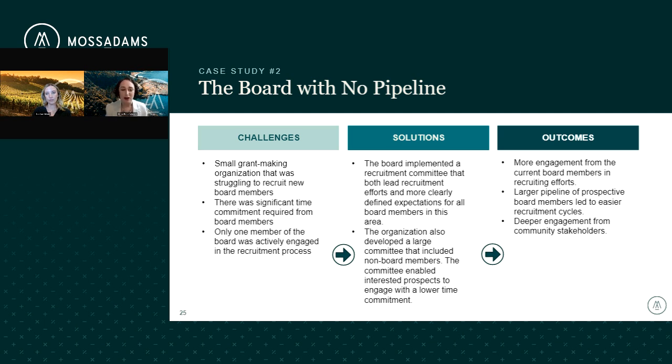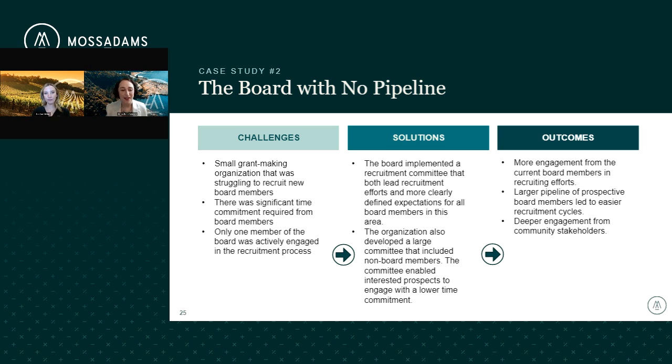By introducing that larger non-board member committee, it was also successful in what they were hoping for it to do, which was it created a better pipeline. It meant that there were people coming in and out of that committee experiencing what this work environment looks like. Do I want to make that next commitment to actually be on the board? And it did make their next recruitment cycle significantly easier because they already had a pool of interested candidates.